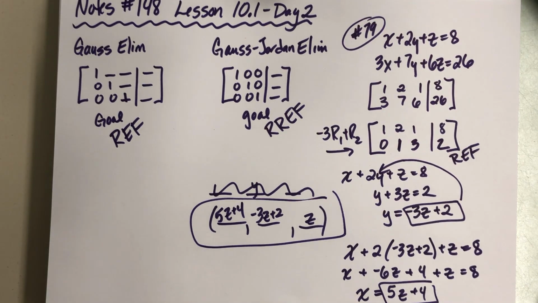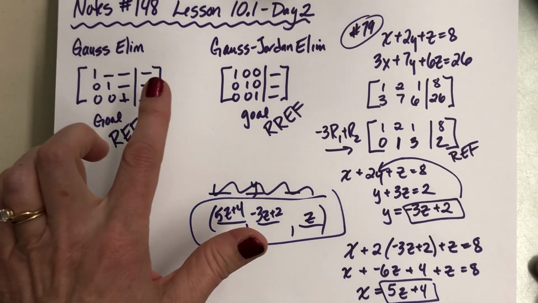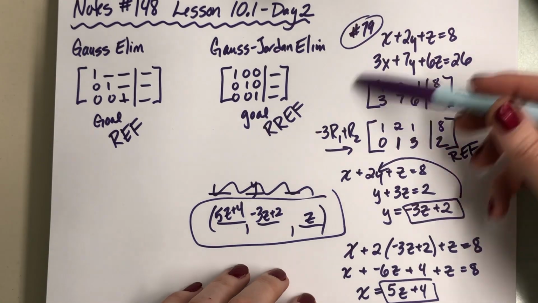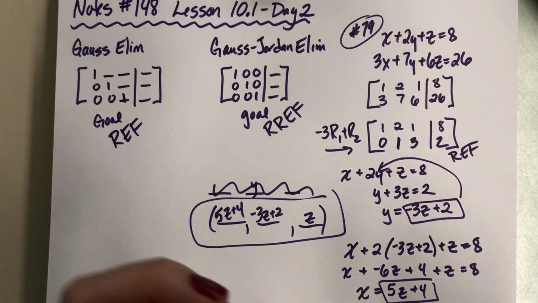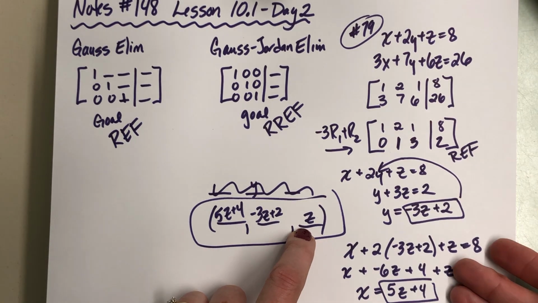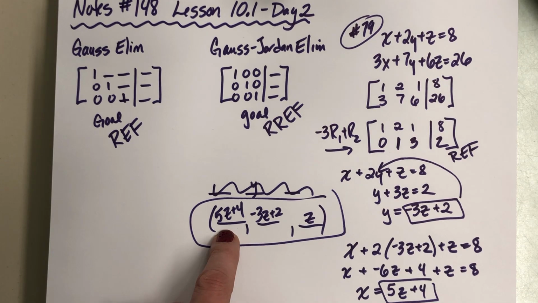Gabe did some really nice problems with you guys in the online version of the textbook. What I just wanted to point out is that not every system is going to be consistent, and not every solution is going to give you one pretty set of answers. This one, number 79, we had dependent answers.